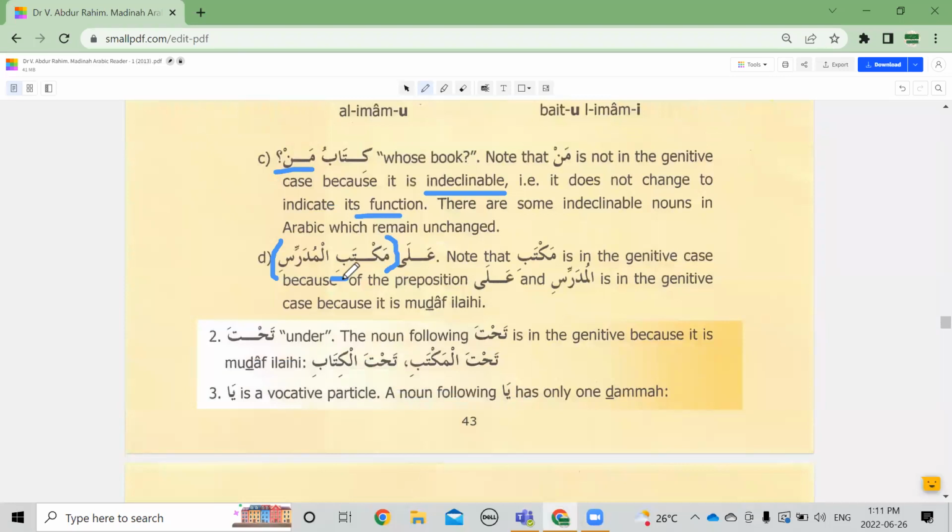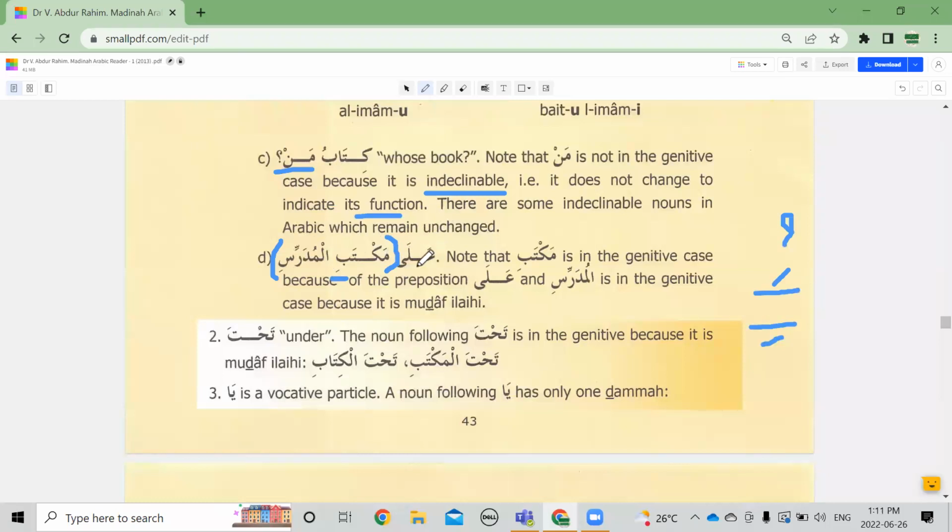Because remember, in its normal form, a noun will be marfu. It will have dhamma in its normal form. When something happens to it, then it's changed into either mansub, which is fatha, or majroor, which is kasra. So why is this changed? Can anyone tell me? Why is this maktabil mudarrisi, not maktabul mudarrisi? Because of harfjar ala.